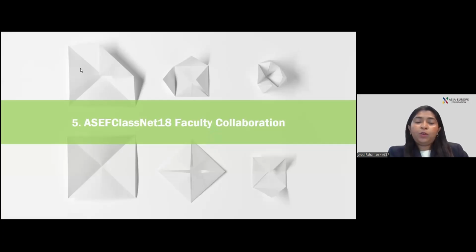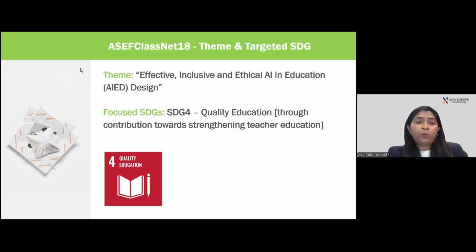Now, focusing a bit more closely on the ASEEClassNet faculty collaboration project. Of course, our goal is to advance Sustainable Development Goal 4, and through this track, particularly contribute towards strengthening teacher education across all ASEF countries. This time, we're focusing on effective, inclusive, and ethical AI in education, because from our previous participant cohort, we learned that they are really interested to learn more about the effectiveness, inclusivity, and ethical aspects of AI in their teaching and learning.